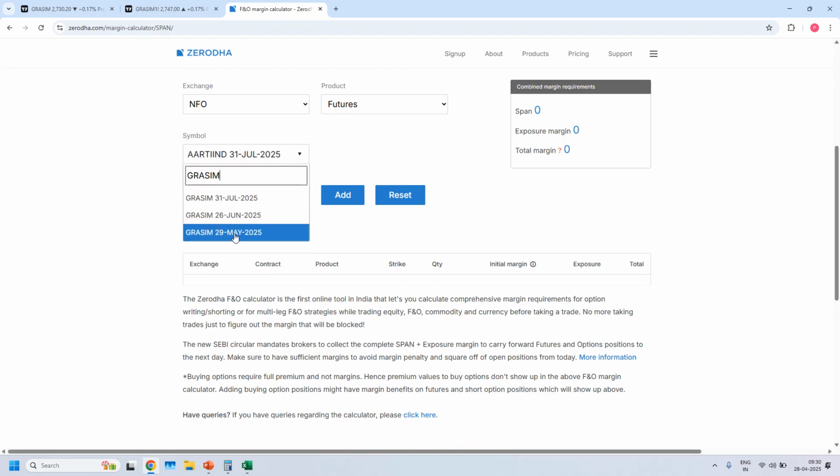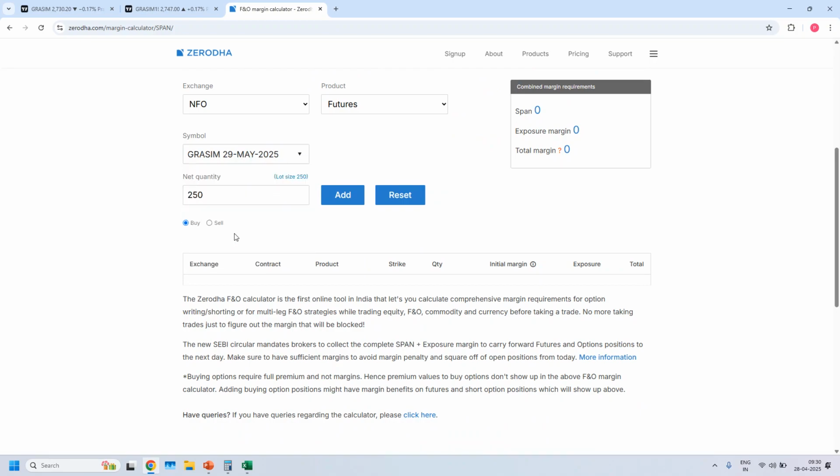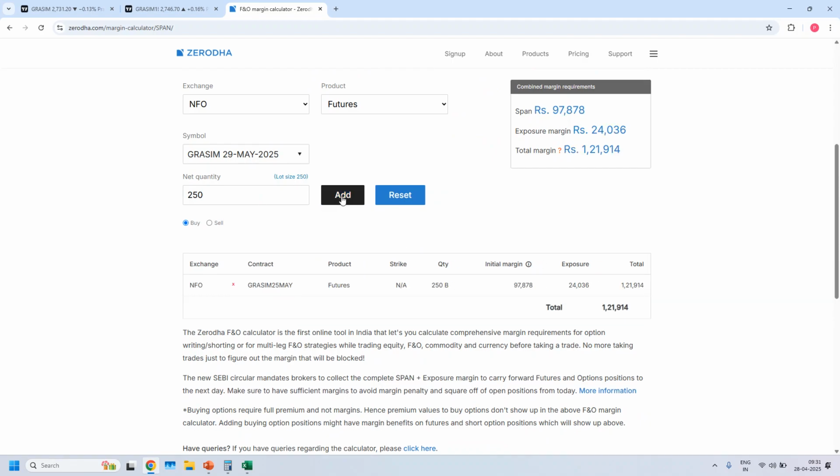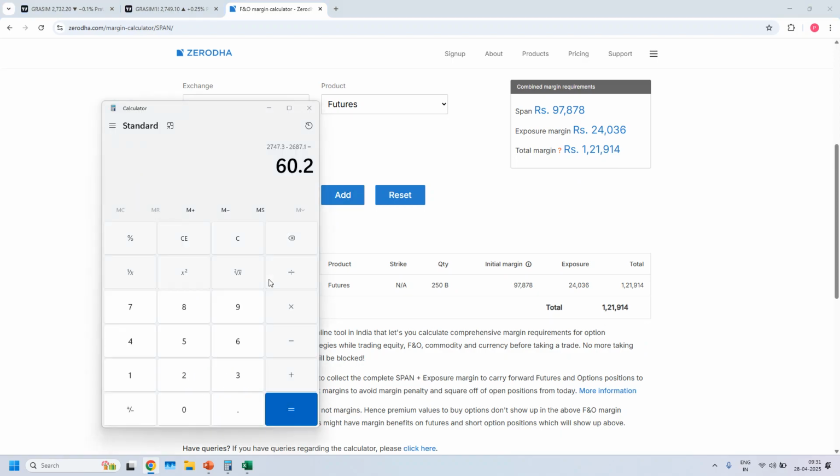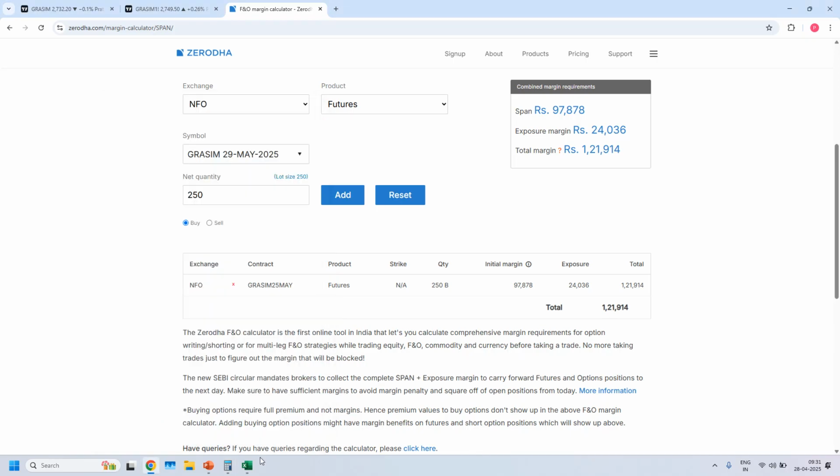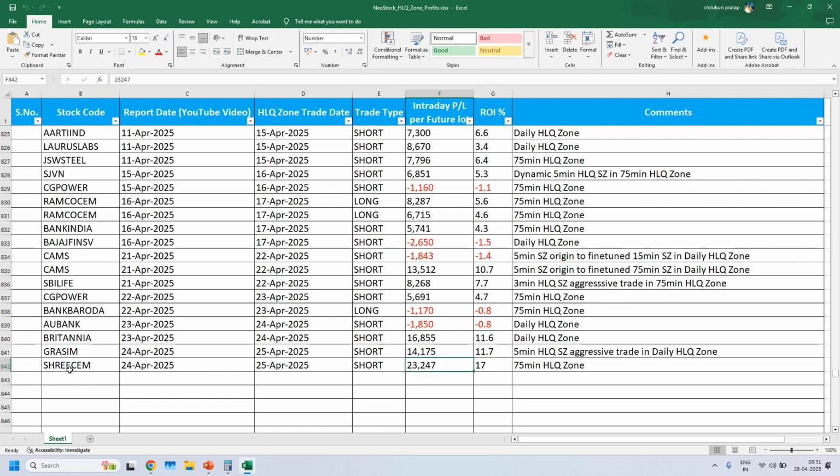So Grasim May month futures, the current month is May. And this is today's value. The value may change slightly from the previous value. It is 250 rupees into 250. You would have got 15,050 rupees. But what did we register in our Excel sheet? 14,175. This is even more.